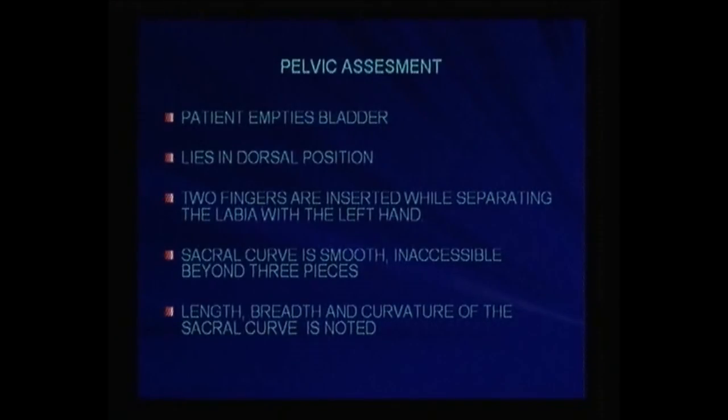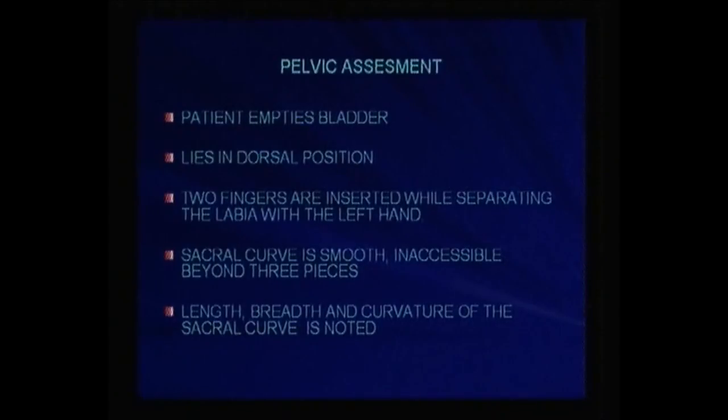To assess the pelvis, 2 fingers are inserted while separating the labia with the other hand. First, the cervix is felt. The position of the cervix, the firmness, the consistency, the effacement, the dilatation should be mentioned. The fetal head, and the position if it can be made out in the antenatal period, should be mentioned. The station should be mentioned, and the firmness again as observed through the pelvic examination.